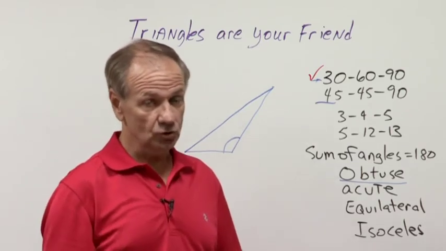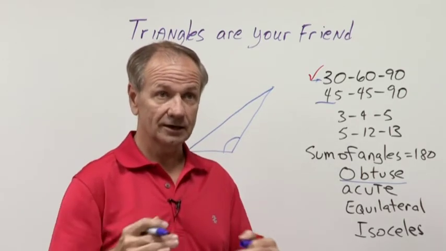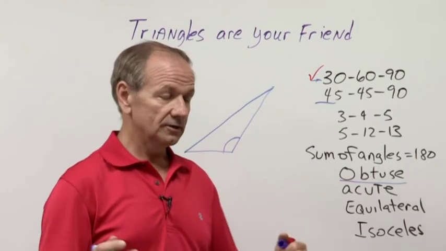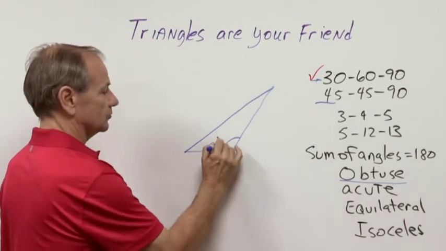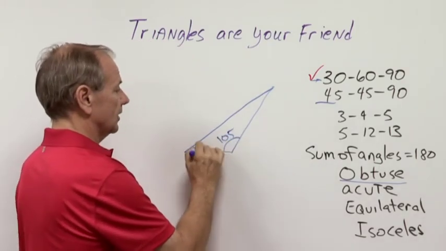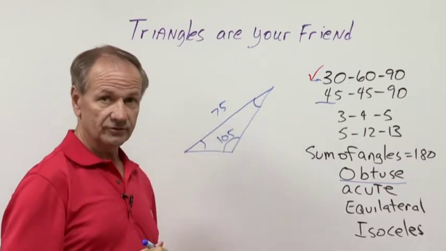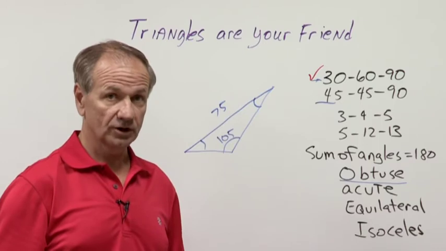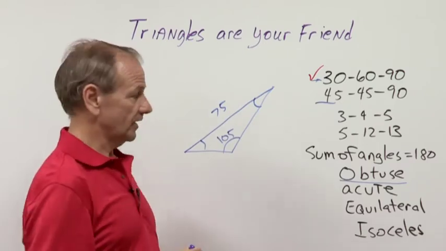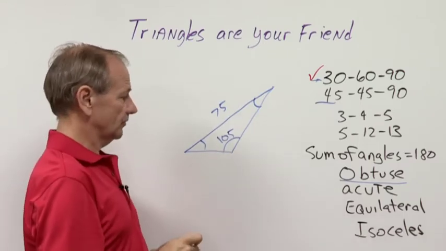Now remember, you can't have two angles greater than 90 degrees because you can't get over the 180 degrees that's in a triangle. But we could have this one's 105 degrees, and that would tell us these two had to add up to 75 degrees. Doesn't matter what they are. They have to add up to 75 because that one is already 105.